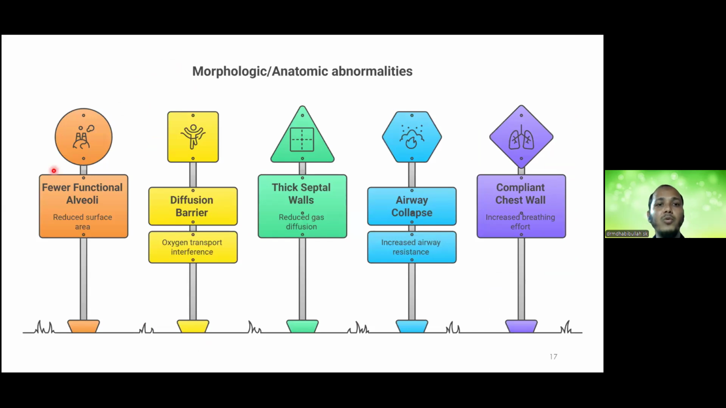These are the functional abnormalities we will expect in the RDS baby. There will be a fewer number of functional alveoli, so the surface area for gas exchange also reduces. If the baby's gestation is decreased, there is a diffusion barrier. That means the distance from the functional alveoli to the nearest capillary is also high, so there will be reduced diffusion of gas. The septal wall thickness is also inversely proportional to gestational age. The main airway cartilage is also not fully formed, so there is a chance for airway collapse, and the chest wall is also compliant. This also increases the work of breathing.